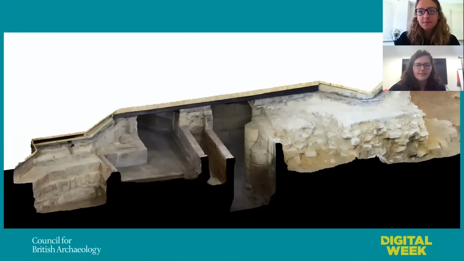Okay, so this is another example of some of the uses of photogrammetry. So this is at Bath Abbey. So the white section that you can see at the top is the current floor level. And then you can see, as we've excavated downwards, everything that we've uncovered. So it's a really good way of seeing the side view as well. Again, so you can see how everything connects together.